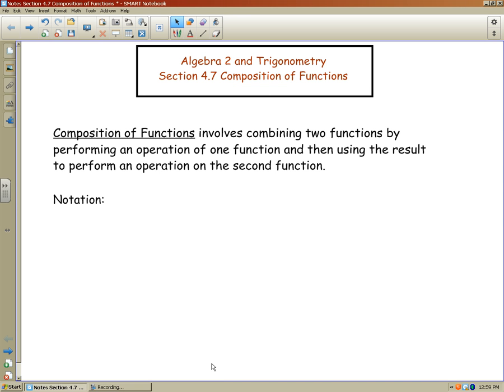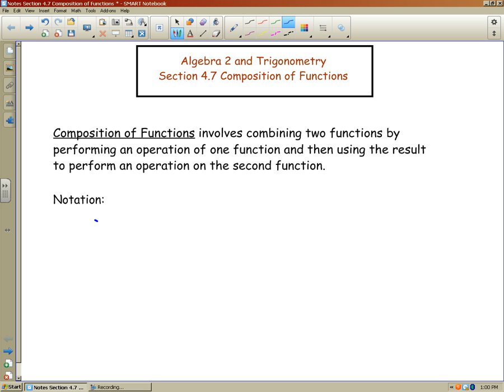Section 4.7, Composition of Functions. Composition of functions involves combining two functions by performing an operation of one function and then using the result to perform an operation on the second function. The first thing we want to talk about is notation.